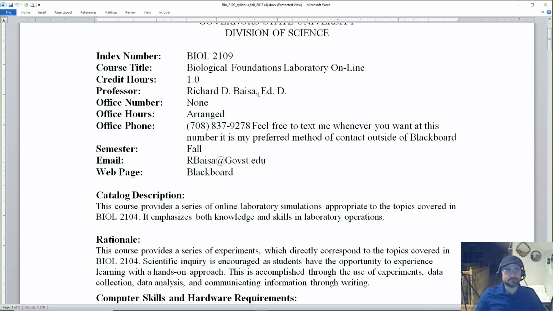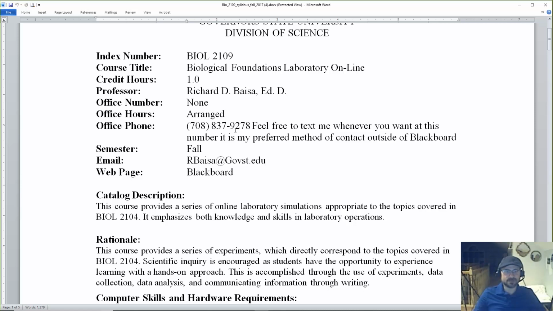So this is my name. My name's Rick Baisa. I don't have an office number because I work online mostly. So I can meet with you whenever you want online. You just got to get a hold of me and I'll get online. We can talk. So with that being said, my office hours are arranged, but I'm pretty flexible. I can meet with you whenever it is that we need to meet.